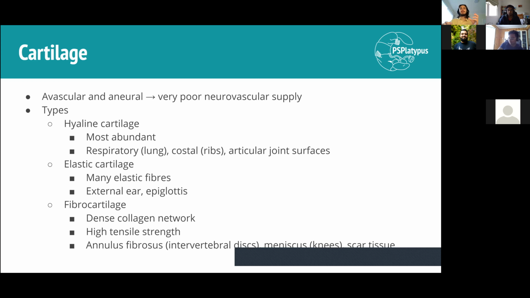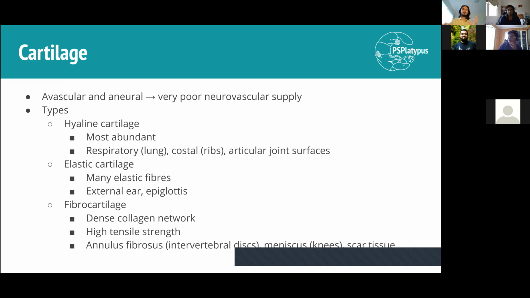Elastic cartilage has a lot of elastic fibers. As we were discussing earlier, those elastic fibers are made up of elastin microfibrils. You'll see that, for instance, in the external ear and in the epiglottis, so in your throat, and that's because those specific areas need this sort of flexible function.